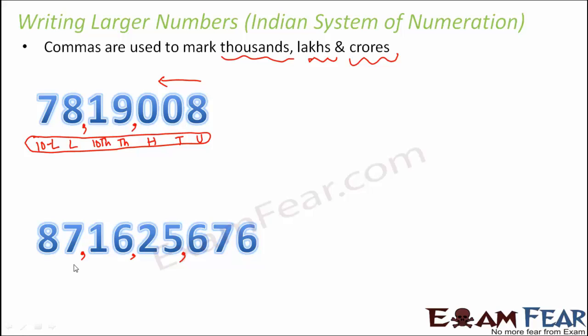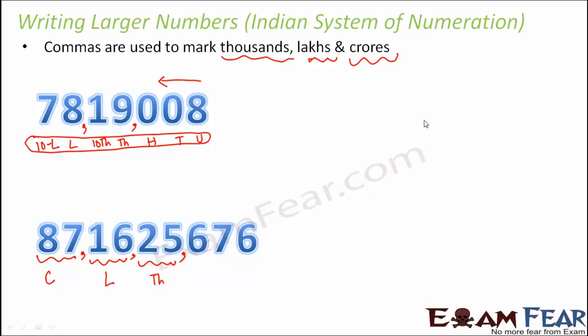So the moment I put commas like this, you instantly get to know that the digits that come immediately after the first comma represent the thousands. The next 2 digits represent the lakhs, and the next 2 digits represent the crores. So very quickly you can say that it is 87 crores, 16 lakhs, 25,676. So this is the convenience of putting the commas, because when you put the commas you know the thousands, lakhs, and the crores, and they are separated from each other. And that is why we follow this convention of writing larger numbers.